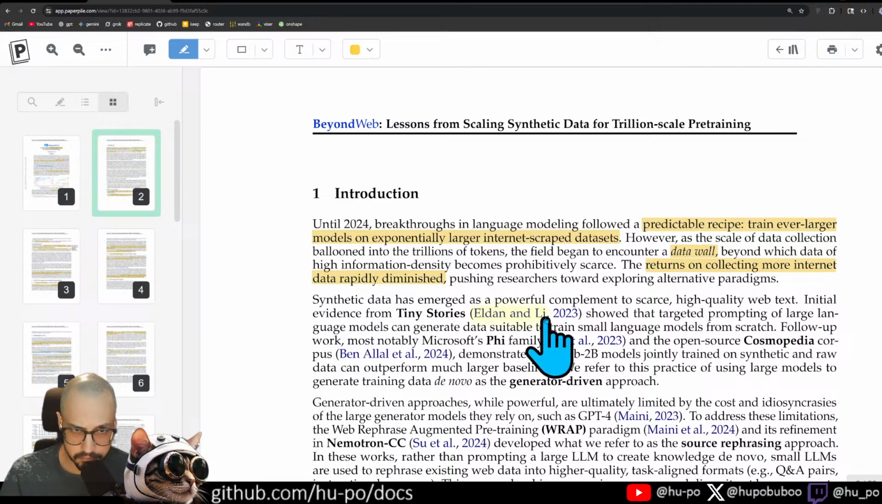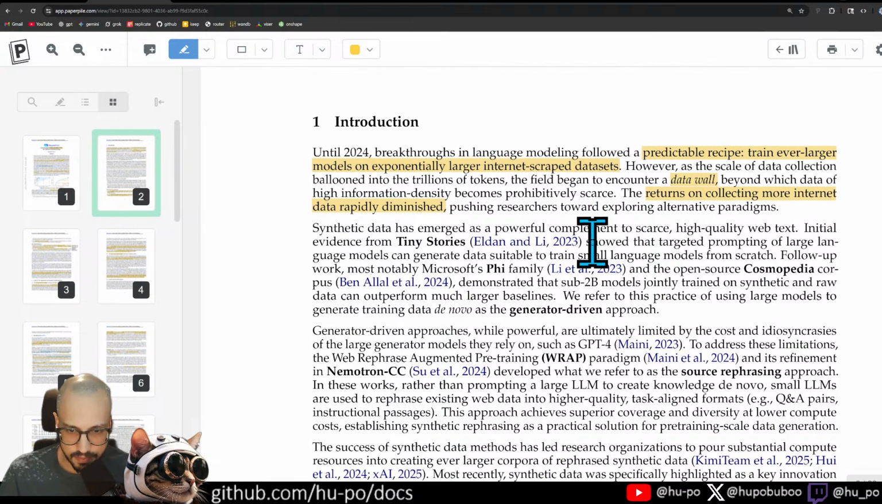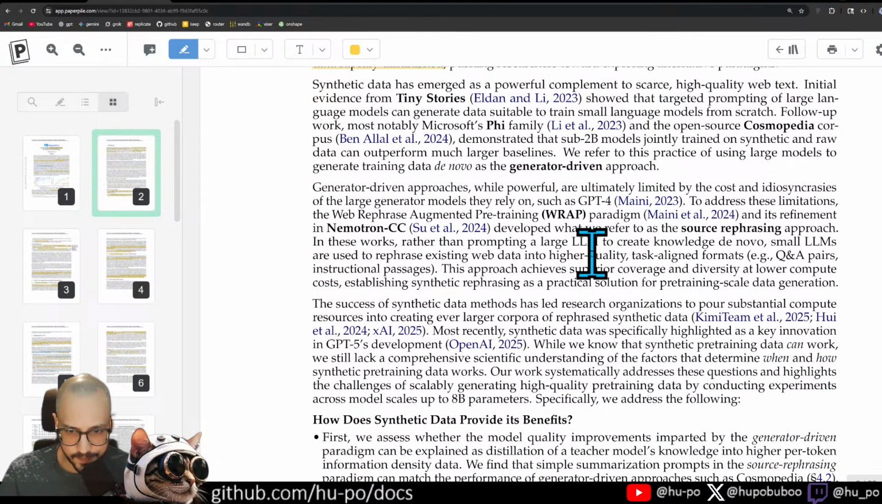But in the 5 years since we started this new hype cycle in AI, we've started to encounter this data wall, which is basically that we've effectively run out of internet data to search. How's it going, Ed? And this predictable recipe where we were training ever larger models on exponentially larger internet scraped data sets has started to lose steam, right? And I think people have tried different ways of getting more data in, right?